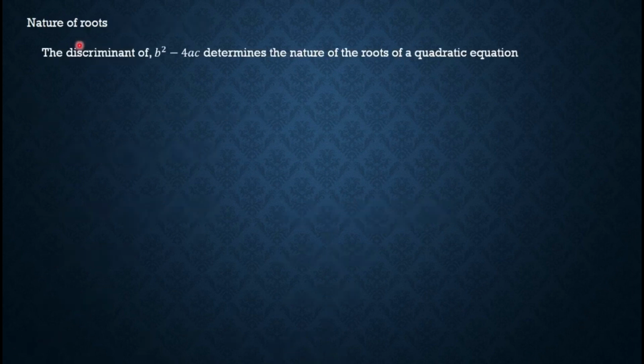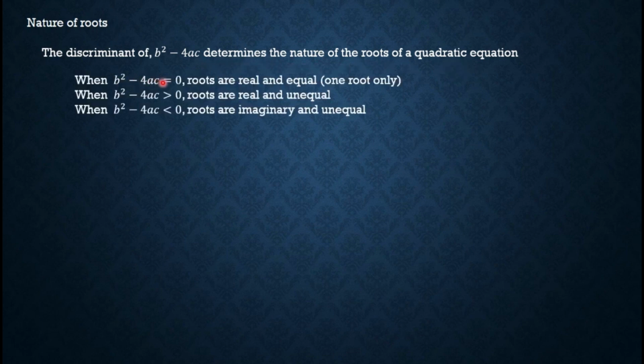When we talk about the quadratic equation, we also have to learn the nature of roots. The discriminant, b squared minus 4ac, determines the nature of the roots of a quadratic equation. When b squared minus 4ac is equal to 0, the roots are real and equal, one root only. When b squared minus 4ac is greater than 0, the roots are real and unequal. When b squared minus 4ac is less than 0, the roots are imaginary and unequal.